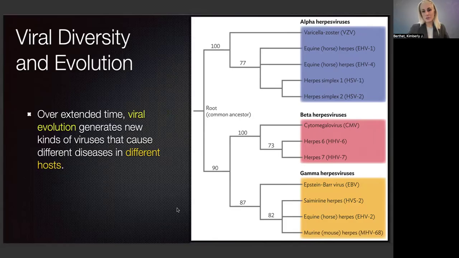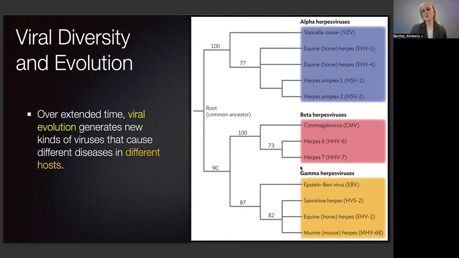Looking at viral diversity and evolution, we can actually build these family trees with viruses as well. So even though they're non-living, their genetic material traces them back to a root common ancestor. So we have the tree of life where we can put humans and all other living organisms, including prokaryotic, eukaryotic cells. And then we can start looking at viruses as well, whether they're DNA, whether they're RNA based. We can see how they're related to one another.